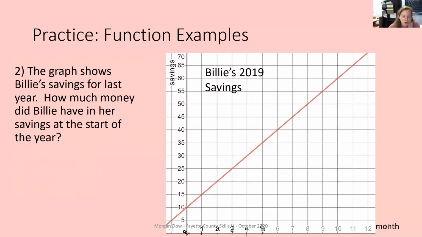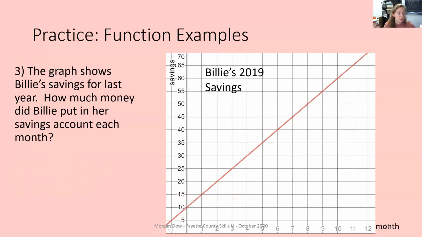Well, that's going to be before we get to the end of January, right? That's like at the beginning of January. So that's going to be right here. Right at the very beginning of the year, when we're just getting started, she's going to have $10 in her savings. We could also notice that another way we could say this is that the y-intercept of this line is 10, right? This line crosses the y-axis at $10.